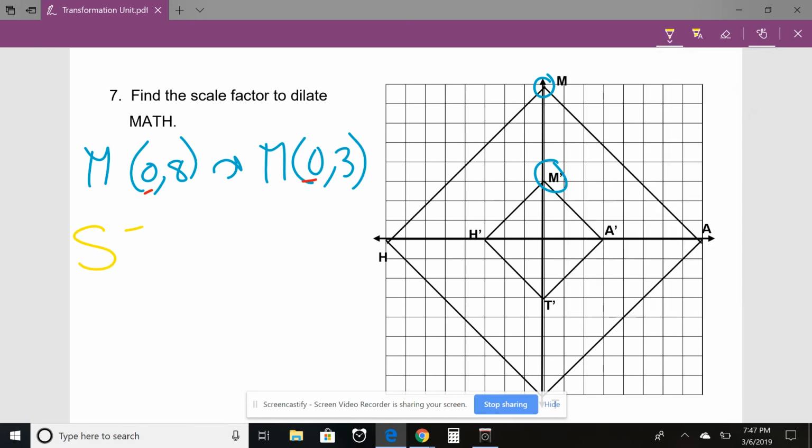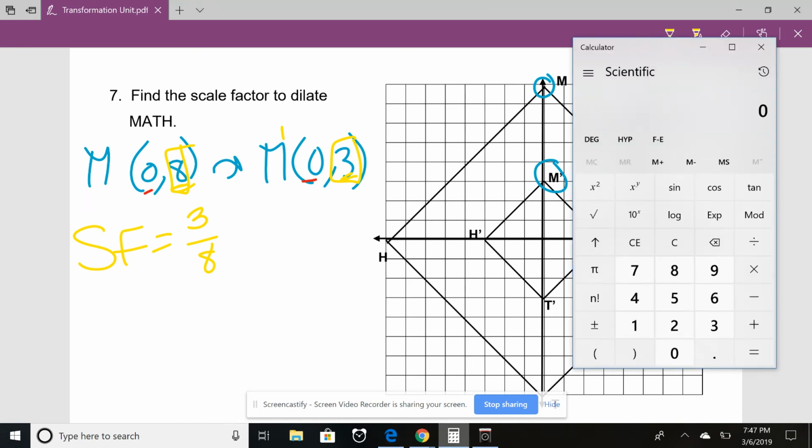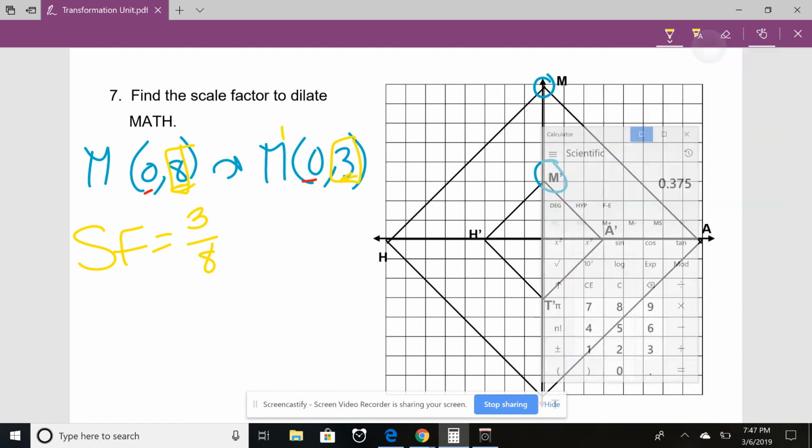My scale factor is going to be: how does 8 become 3? You take the prime point, 3, and divide it by 8. So my scale factor is 3/8, which is a number less than 1. 3 divided by 8 is a decimal; we'll see what that is. 3 divided by 8 is 0.375, a number less than 1.